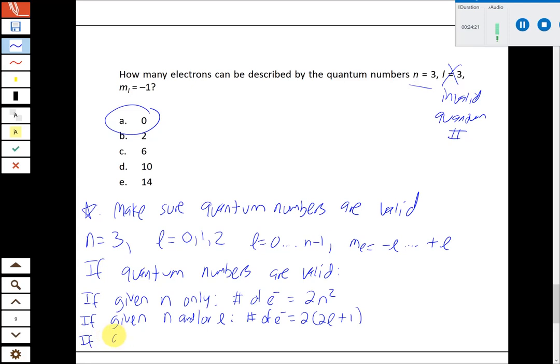Then if you're given all three, as we were here, but they weren't valid, so they didn't really have to go through the analysis, but if you're given n, L, and m sub L together, defining a single orbital, remember that we said because of the Pauli exclusion principle, there's going to be a maximum of 2 electrons in a single orbital. So if n, L, and m sub L are all given to you, that defines a single orbital. And as we talked about with electron configurations, you can put at most 2 electrons into one orbital. So this is the relationship we would have used here if the quantum numbers given were correct, but they're not. So then the correct answer is 0. No electrons can have these quantum numbers because L is an invalid value. All right.